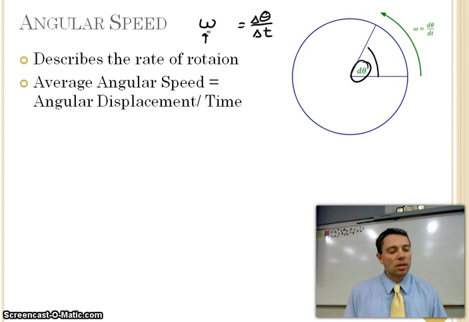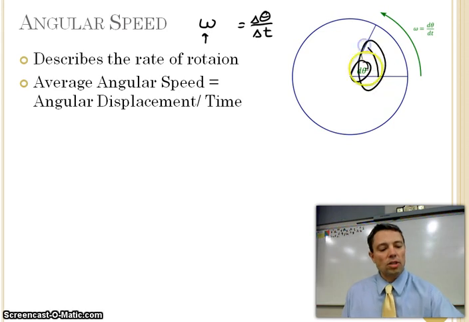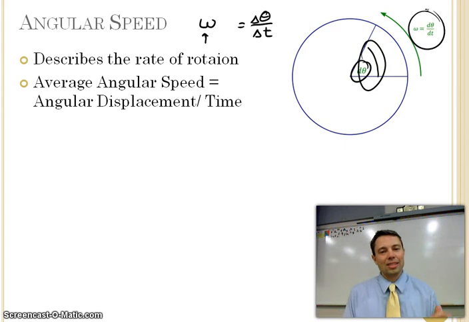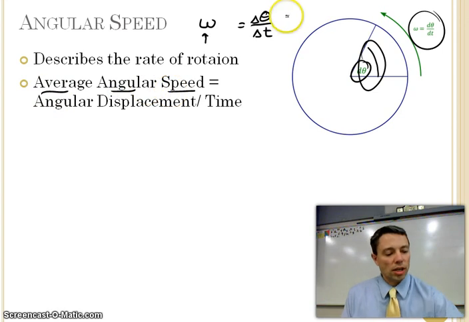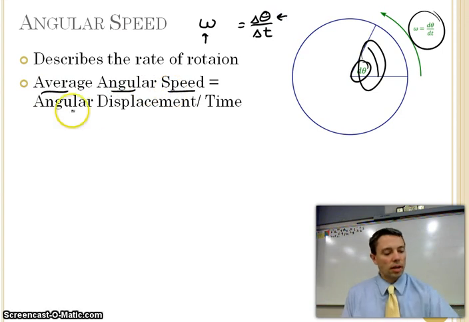Angular speed describes the rate of rotation. So how fast is that angle changing? For those of you that are calculus students, you're going to notice that you'll see d theta dt. That's just the derivative of an angle function. So if we can define the angle, the derivative of that would be our angular speed. Average angular speed is just a change in our theta, the angular displacement, over a set time interval. So that's easy enough for us to look at.